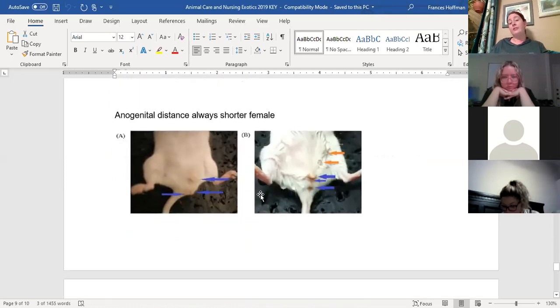If we're trying to determine the sex of our rodents, remember that anogenital distance is important. We want shorter anogenital distance for our females, longer anogenital distance for our males. And remember that female rats will have nipples, male rats will not have nipples.